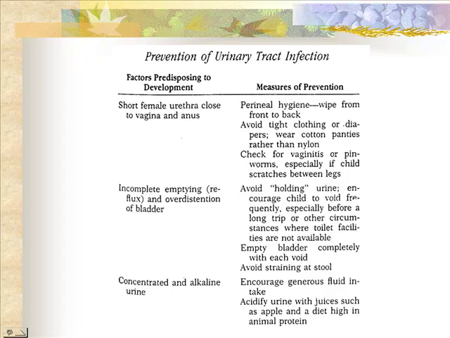And then incomplete emptying and overdistension we want to avoid. So when kids say they need to go, not try and hold it. And then encourage them to empty their bladder completely. And straining at stool. If kids are constipated, the full rectum can push on the bladder or those urinary structures and make them not completely empty the bladder. And then concentrated or alkaline urine, so we want to encourage lots of fluids.